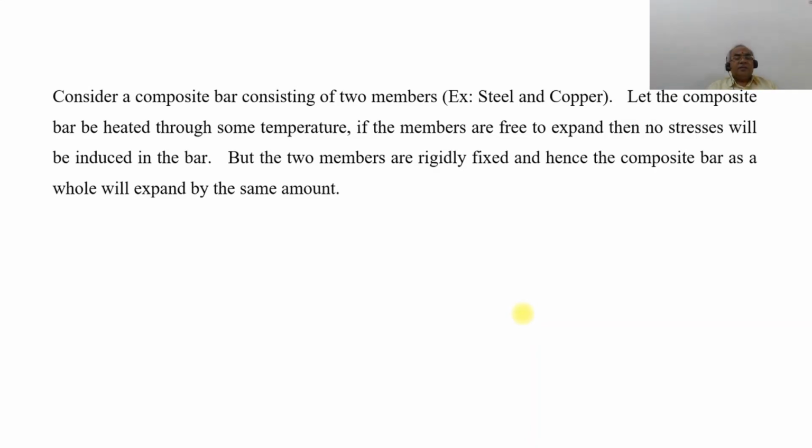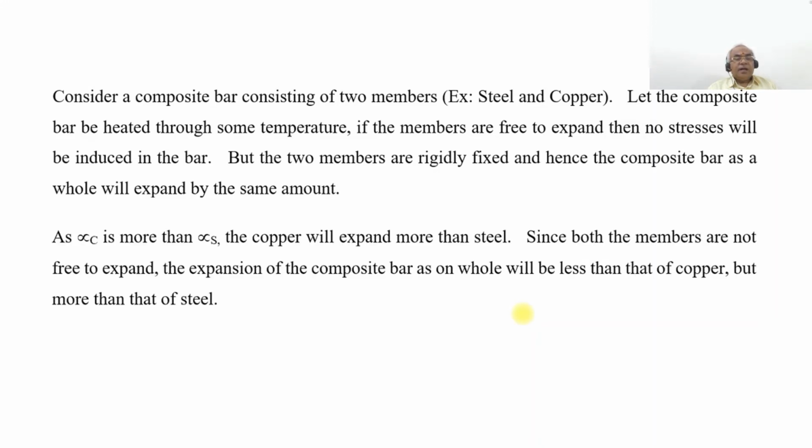Let the composite bar be heated through some temperature. If the members are free to expand, then no stresses will be developed or induced in the bar. But the two members are rigidly fixed, and hence the composite bar as a whole will expand by the same amount. As alpha C is more than alpha S, the copper will expand more than the steel bar. Since both the members are not free to expand, the expansion of the composite bar on the whole will be less than that of the copper, but more than the steel.